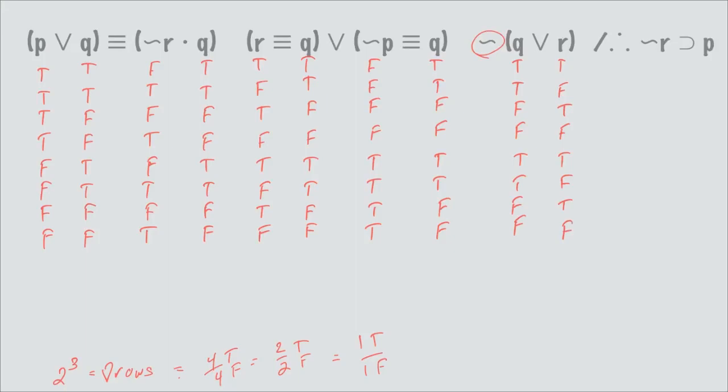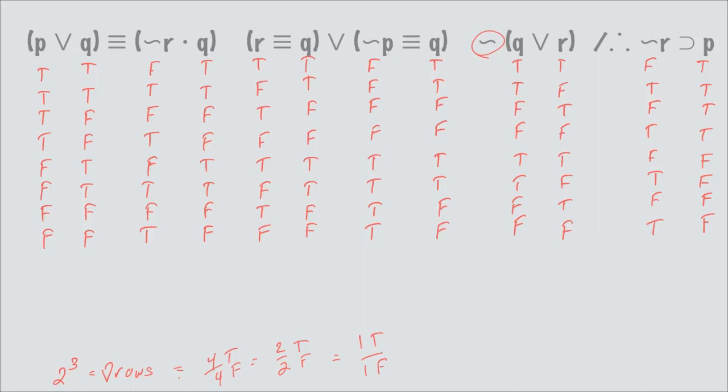And finally, the conclusion, not R. So again, I'm going to do it under the negation, save myself a little bit of time. And then P is just 4 trues and 4 falses. Now, after all of that, the rest is, again, just sort of fill in the blank, right? So all I have to do is know my truth tables.